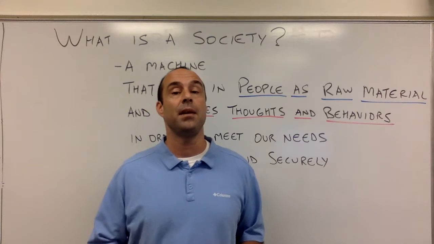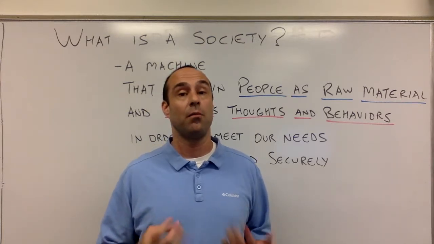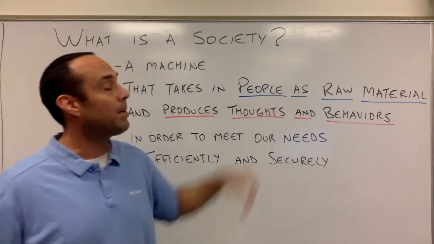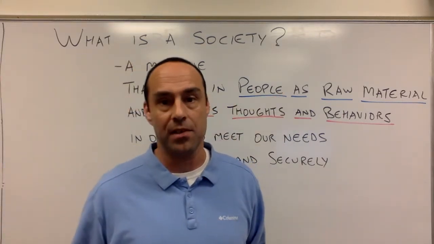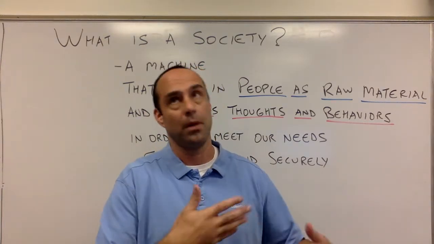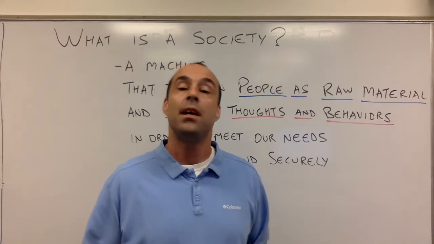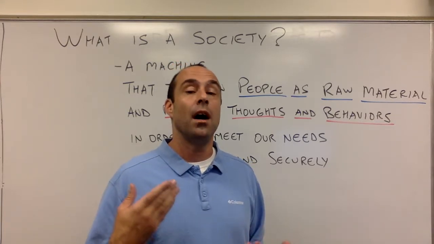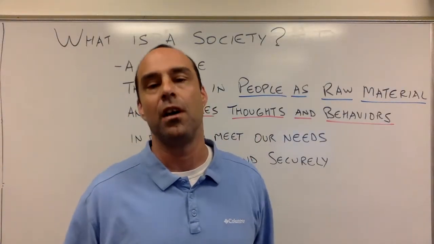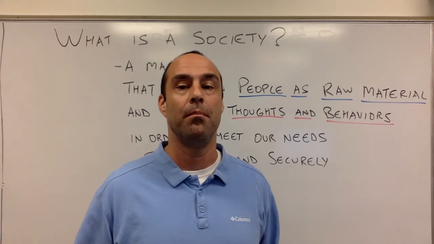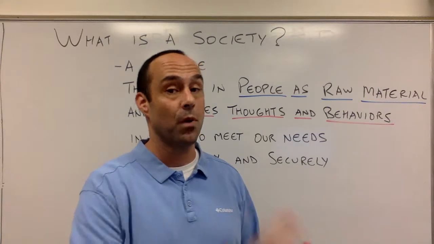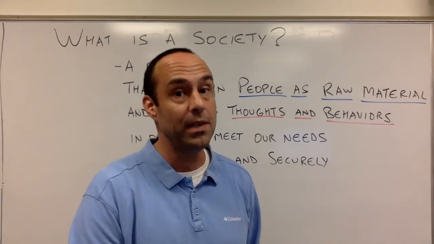But let's start by thinking about this analogy with a car. A car is a machine that also takes in a raw material. In this case, a car takes in, obviously, gasoline. It converts that gasoline through a complicated set of steps into motion. And it creates that motion for a reason, in order to meet our need to transport ourselves quickly. That's what a car does. Society is going to have those same 3 steps: a raw material, something that gets produced, and a reason, just like a car does.